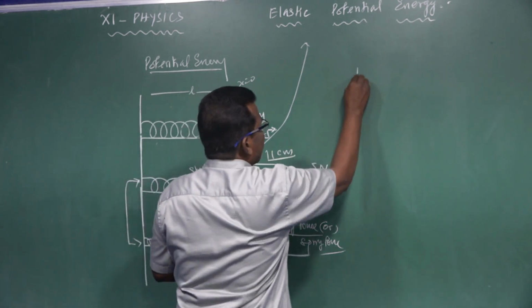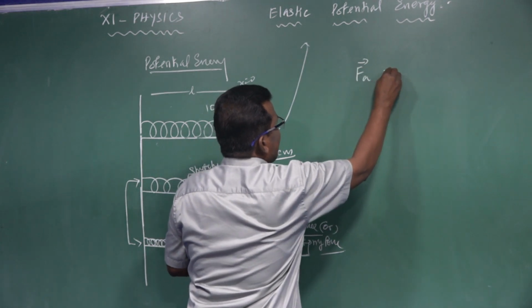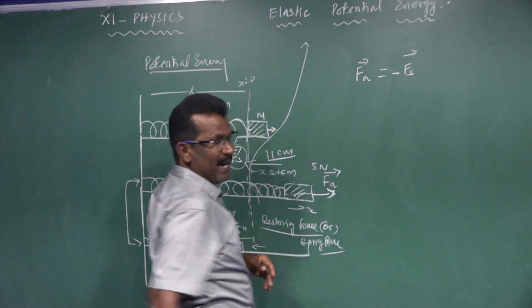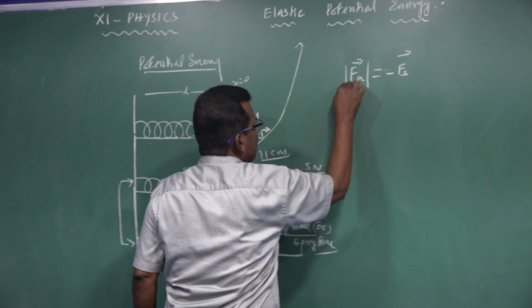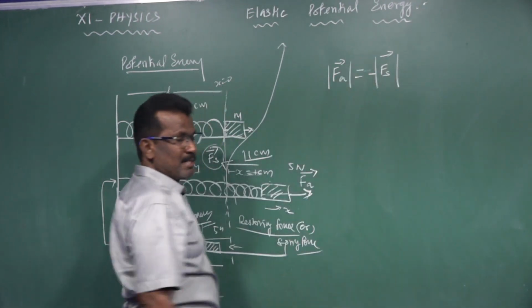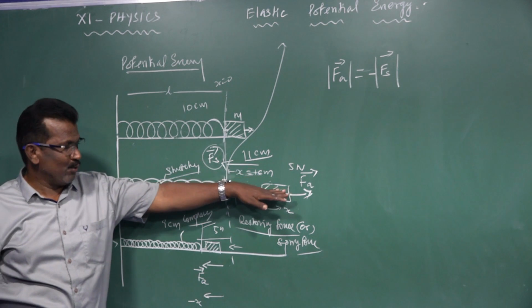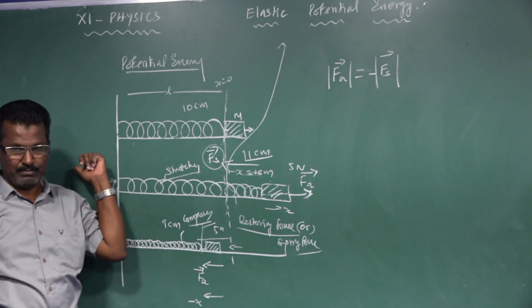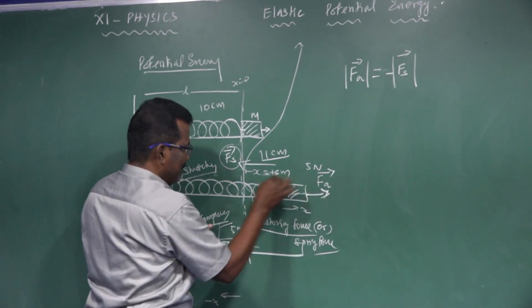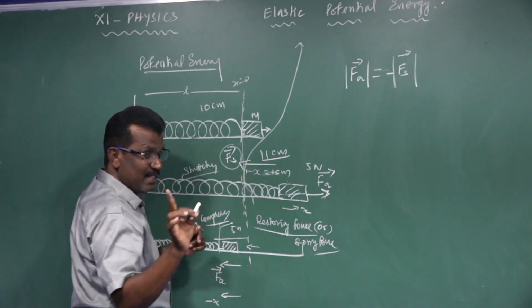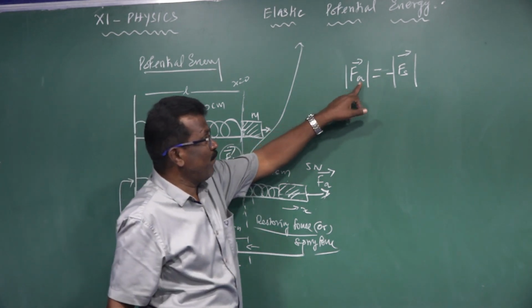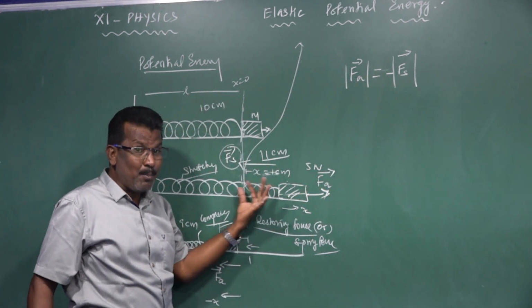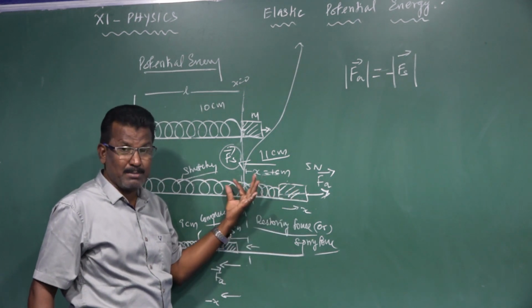So Fa is equal to Fs, but with a minus sign. The magnitude of the applied force is equal to the magnitude of the spring force. If I am applying 5 newtons along the x-axis, the same 5 newtons exists on the spring in the opposite direction. So the applied force and the spring force. That is the spring force, nothing but the restoring force. So the applied force is equal to the spring force. The 5 newtons applied, the same 5 newtons acting in the opposite direction, tries to restore the original position of the spring.